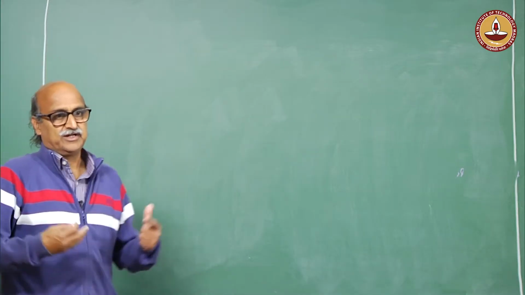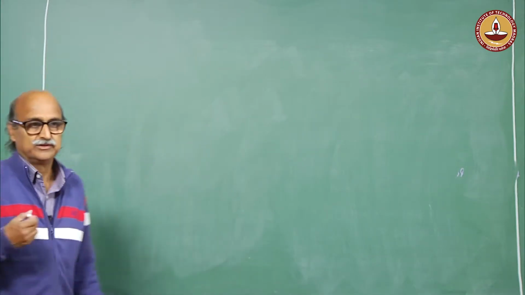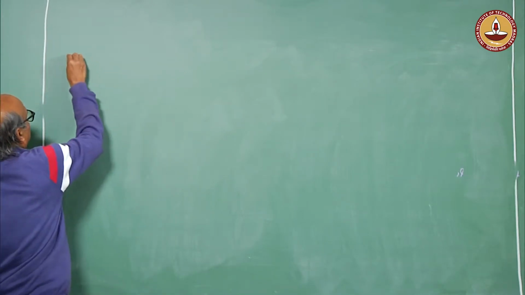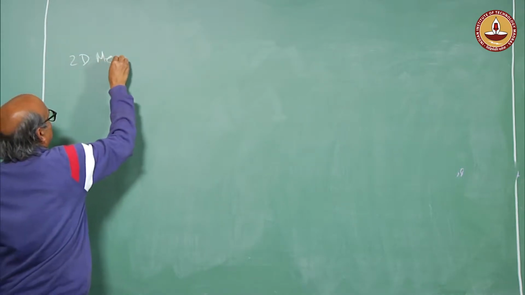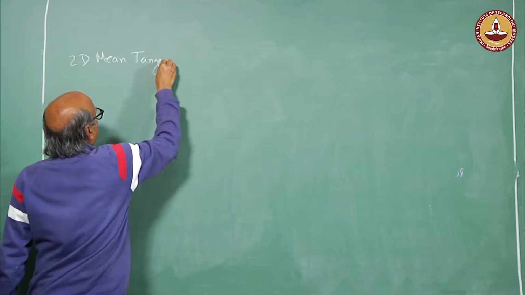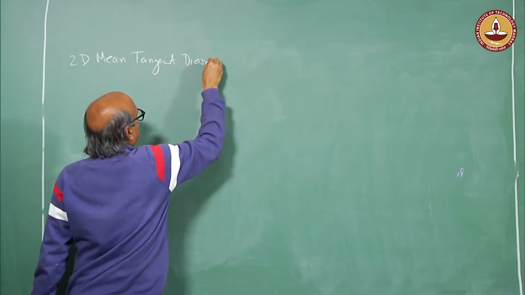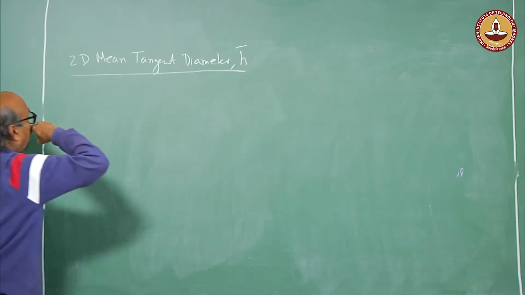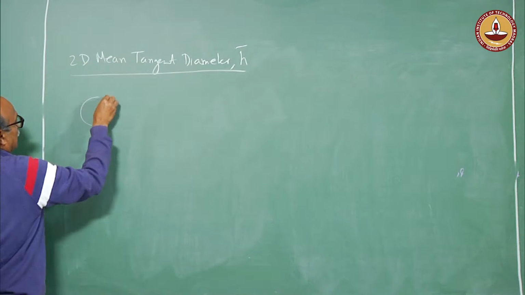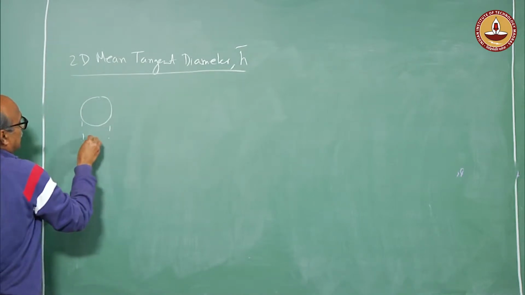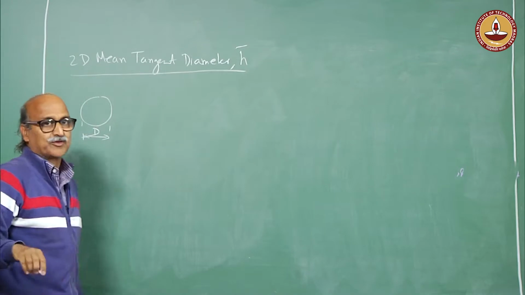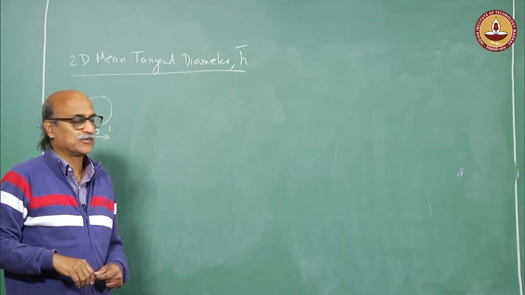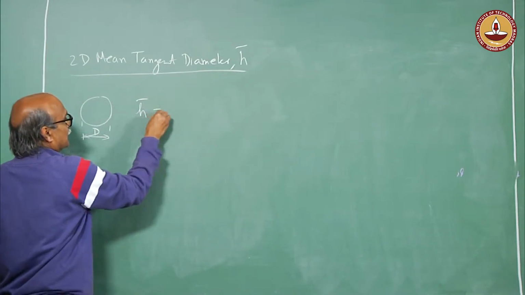So, let us first consider a two dimensional situation. Let us say what would be a 2D mean tangent diameter, let me call that as small h bar. What would be the mean tangent diameter for a circular object of diameter d? What would be h bar for this?